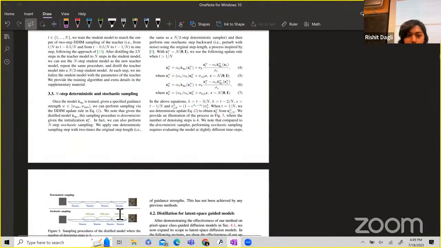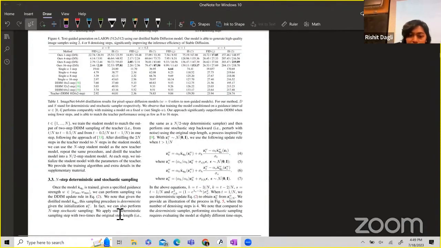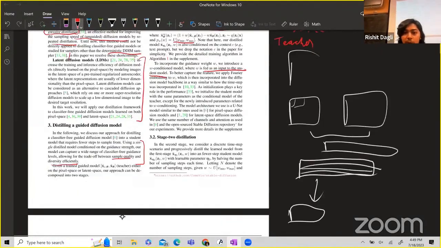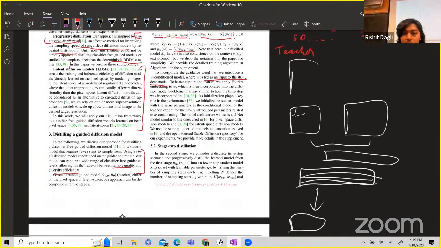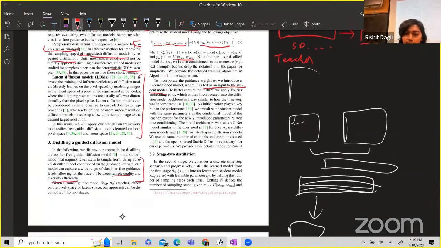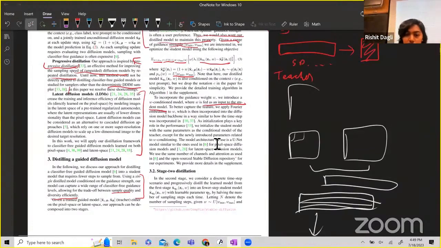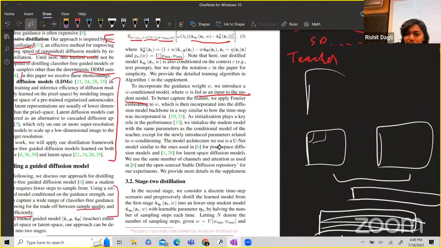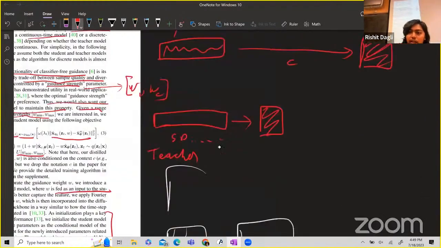Oh, yeah. They do have that described over here. Maybe you can come to that later. Okay. The part about doing Fourier embeddings to W. Okay, so that makes sense. And yeah, I guess this part is just a bit about how they initialize and what architecture this is. So they say this is all just a UNet, fully convolutional.